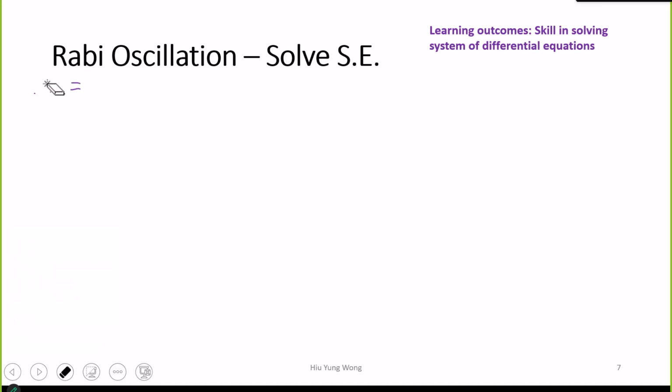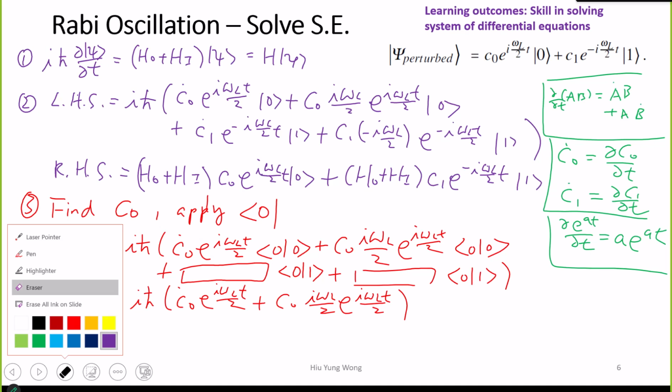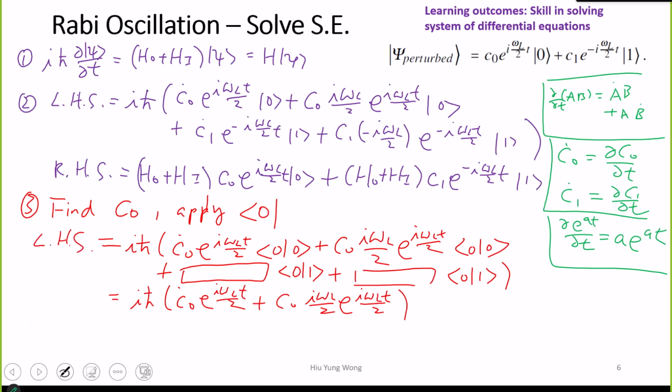Maybe I use the last page so it is easier for you to see. I was planning to do other things. So I apply this to the right hand side. Then what is this? This is the right hand side. So I'm going to apply 0 to the left. Can I keep moving this 0 all the way so that I see the 0 bra?